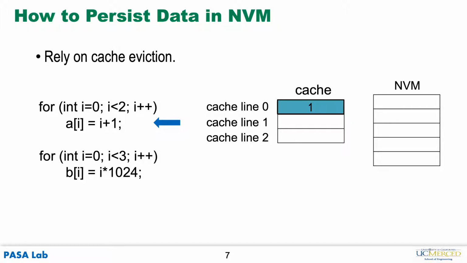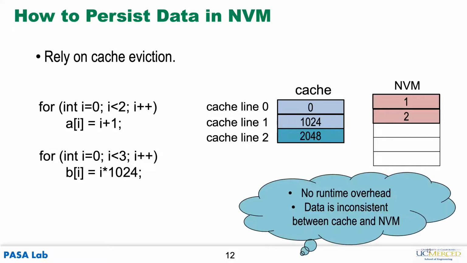Here we introduce how to persist data in non-volatile main memory. At the execution of the application, the data is placed into cache first. When there is a conflict of a cache line, the old data in that cache line will be evicted to non-volatile main memory. Relying on automatic cache eviction for persisting data does not incur any runtime overhead. However, data is inconsistent between cache and NVM. When a crash happens, the system loses data in cache.